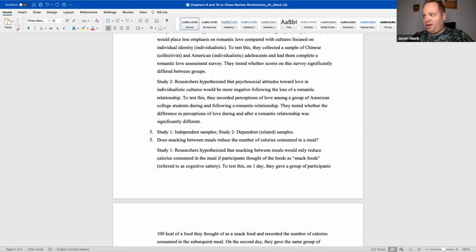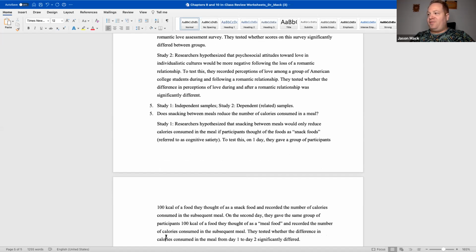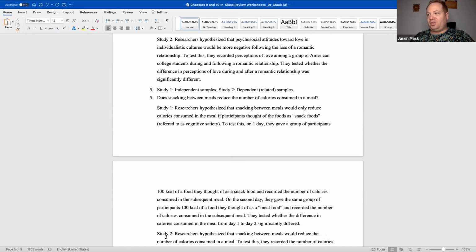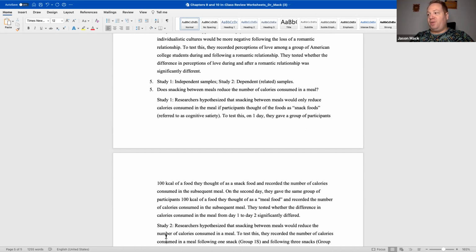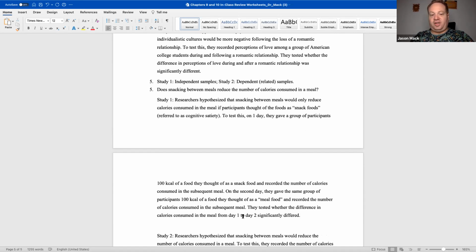To test this, on day 1, they gave a group of participants 100 kcals of food they thought of as a snack food and recorded the number of calories consumed in the subsequent meal. On the second day, they gave the same group of participants 100 kcals of food they thought of as a meal food and recorded the number of calories consumed in the subsequent meal. They tested whether the difference in calories consumed in the meal from day 1 to day 2 significantly differed.